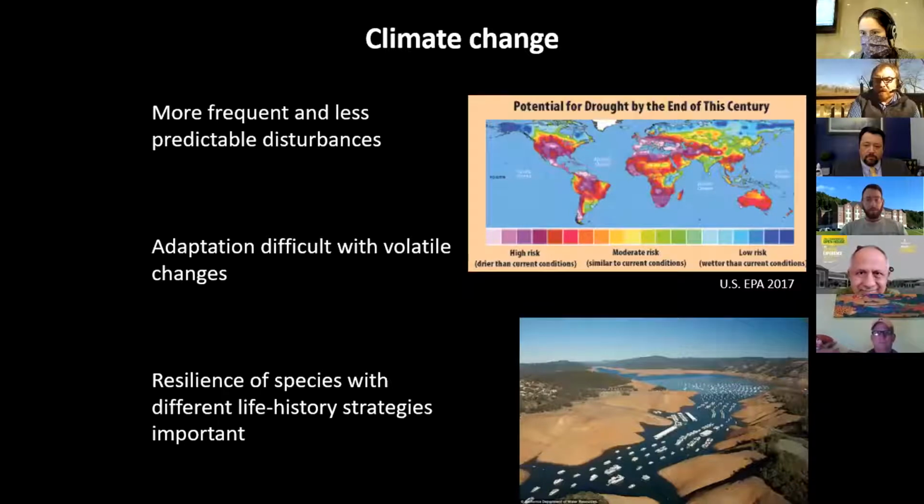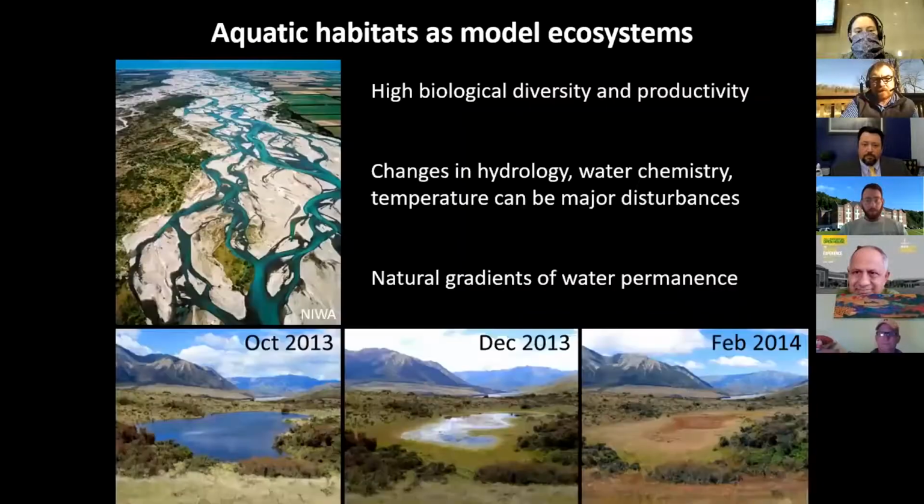Now, this is a really important topic because we're now starting to see more frequent and less predictable disturbances globally, but also locally. So understanding how adaptable organisms are to these volatile changes is really important. It's important that we study the resilience of these species to these disturbances and see the kinds of strategies they might have for dealing with different types of disturbances, as a way to predict what might happen in the future in terms of the communities, but also specific species.